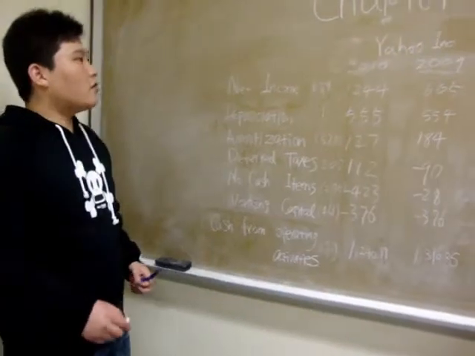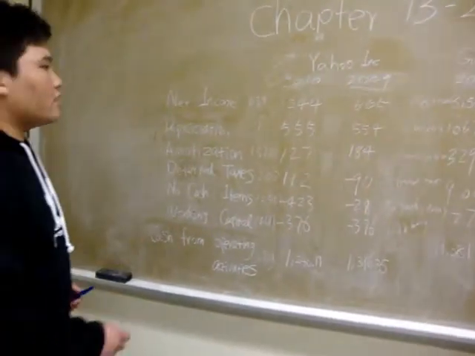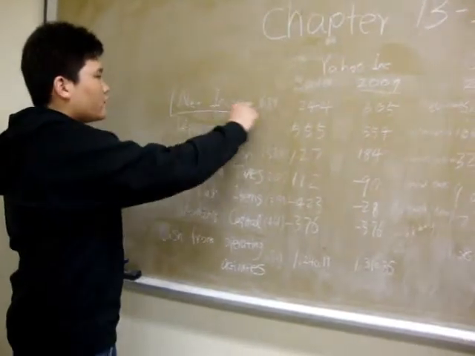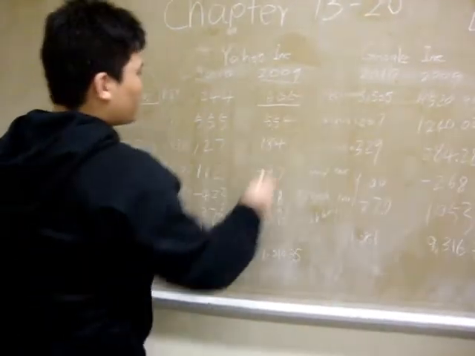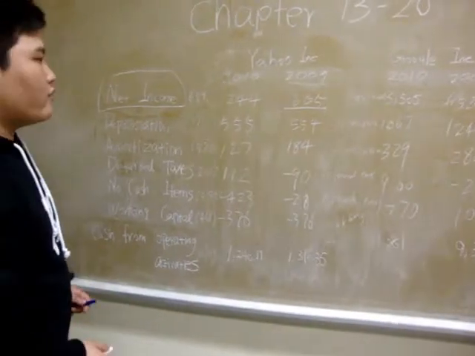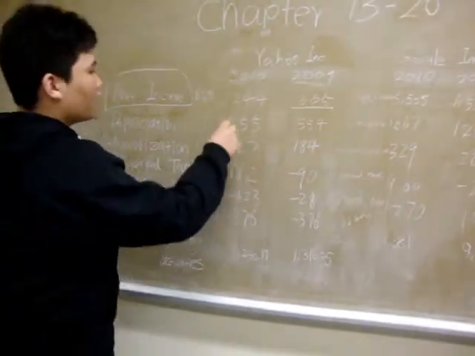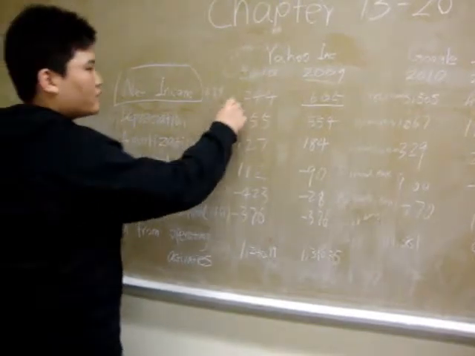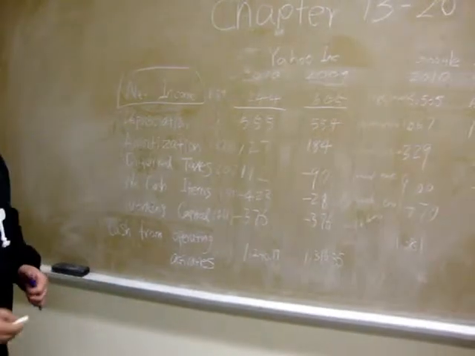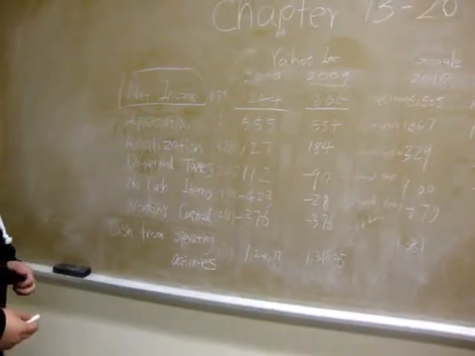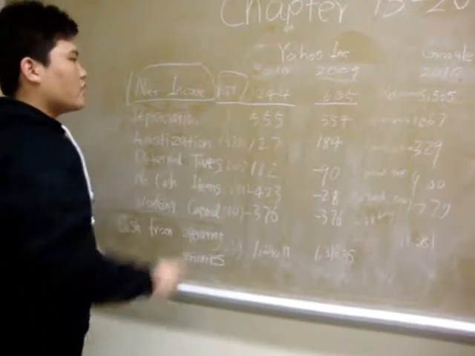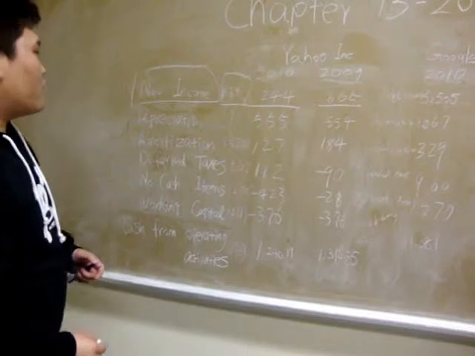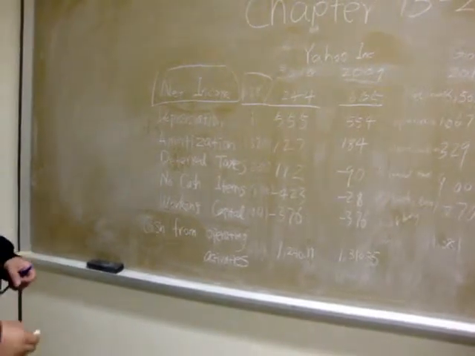Okay. First, let's talk about the Yahoo company. The net income for Yahoo in 2009 is $605 million, and for 2010 it is $1,244 million. It increased by $639 million in Yahoo this year.